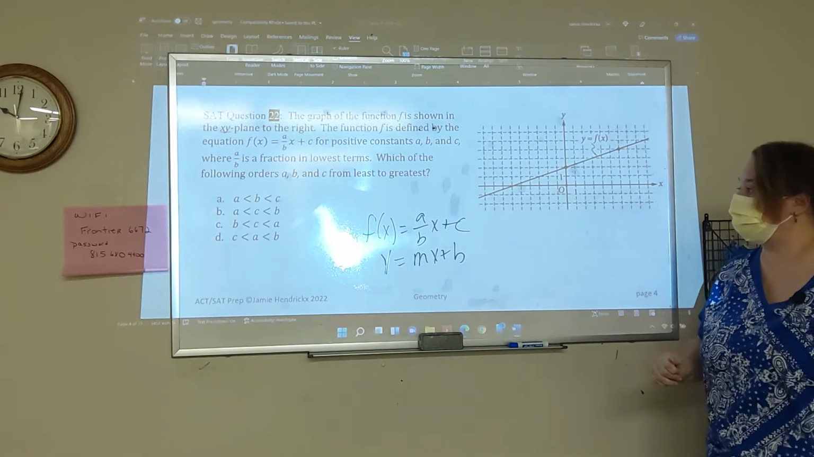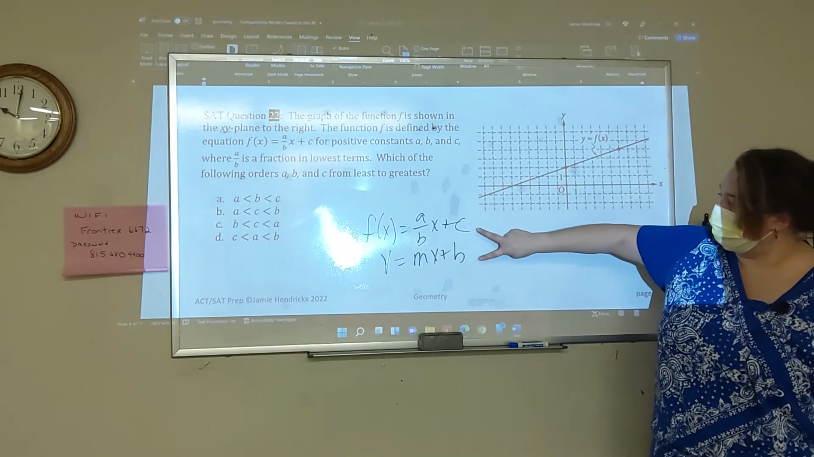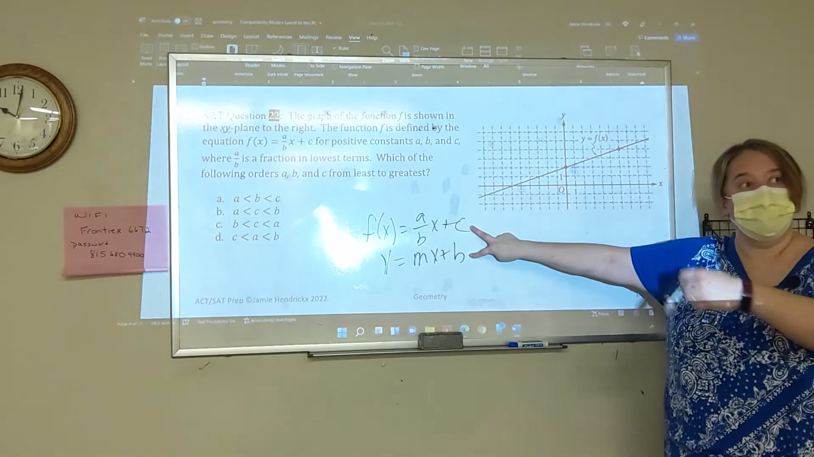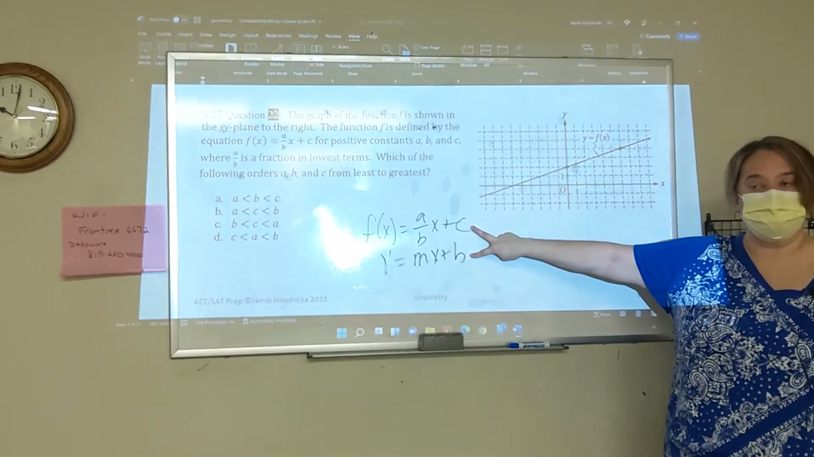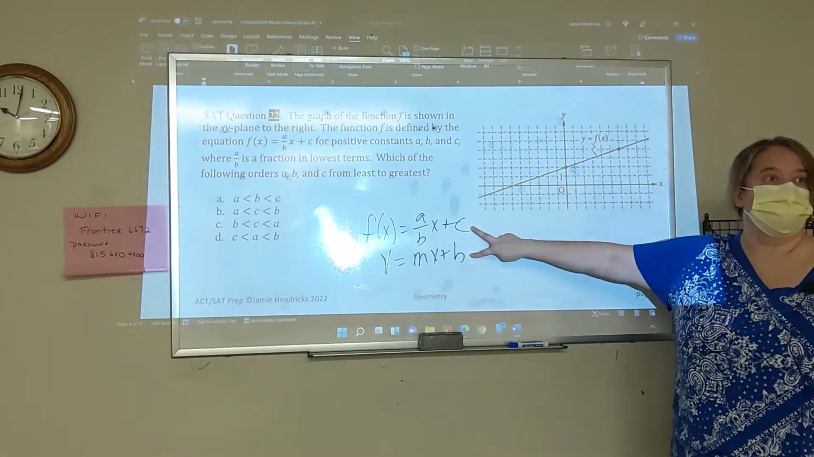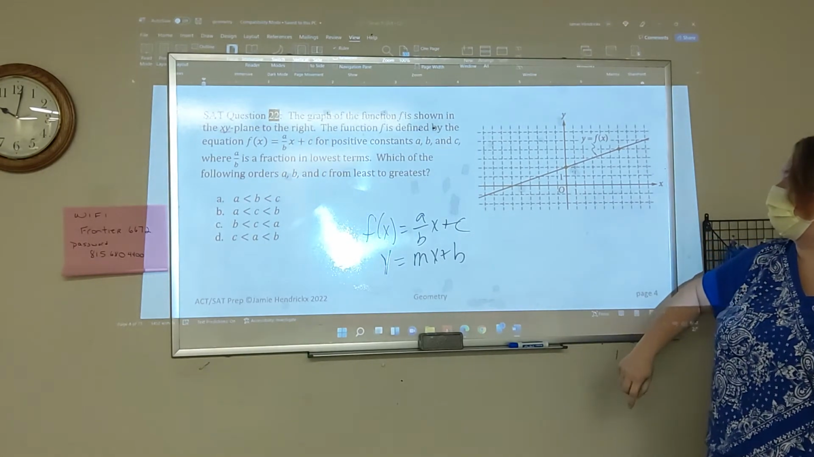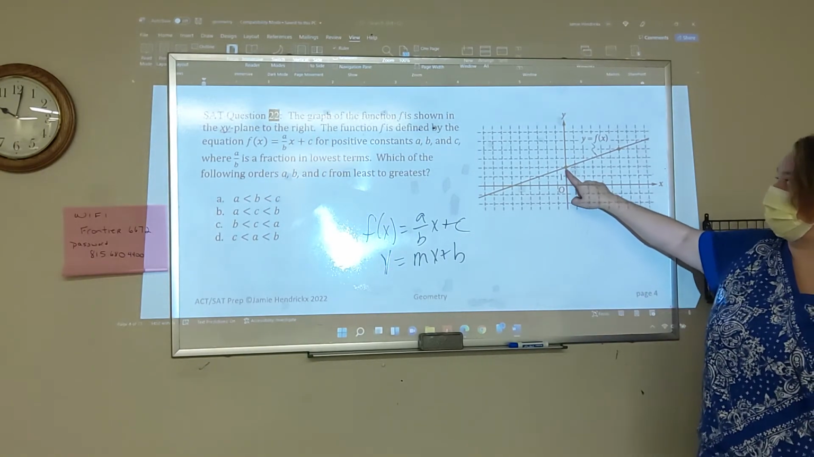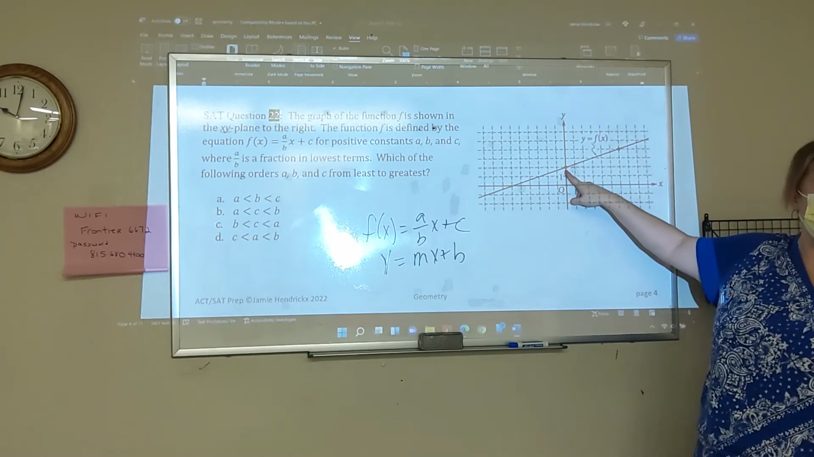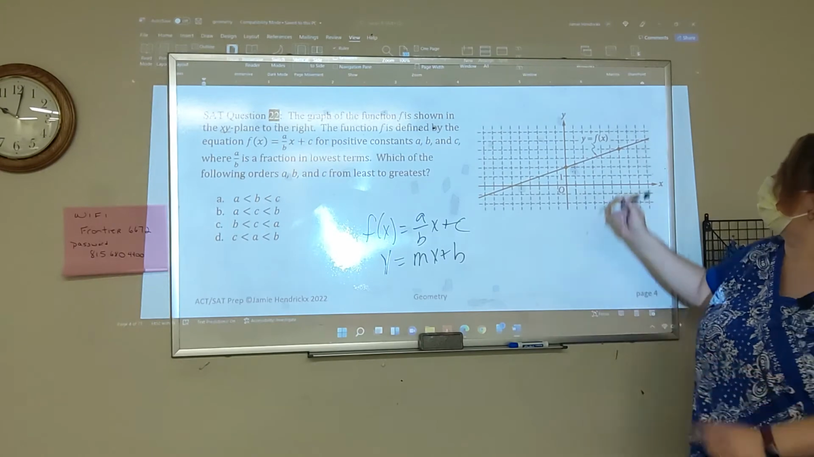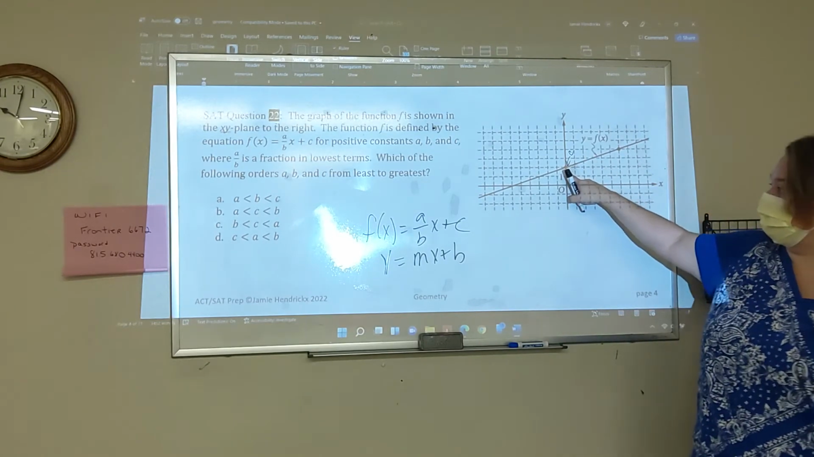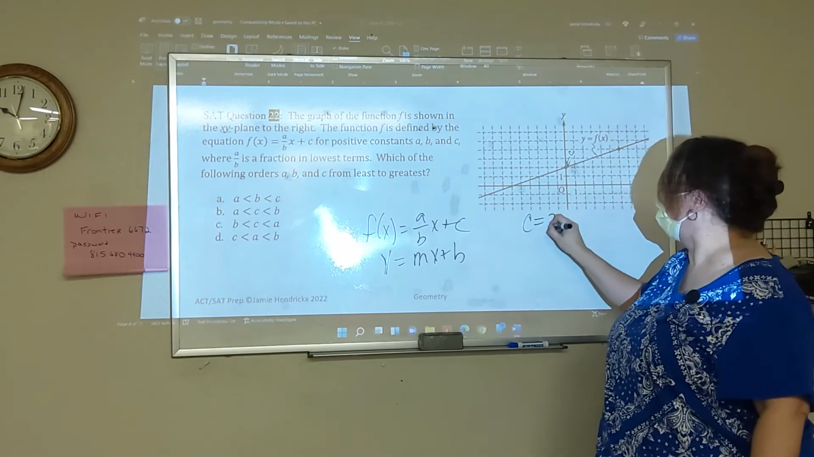So let's figure out what's what. Your c is in the place of your b, which is your y-intercept. So let's go find our y-intercept. Our y-intercept is where it crosses the y-axis, which is kind of hard to see on here, but easier to see on your paper. It crosses the y-axis at 2. So right there, that's your c. So your c is 2.